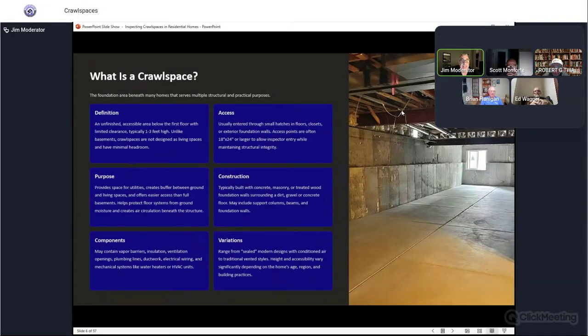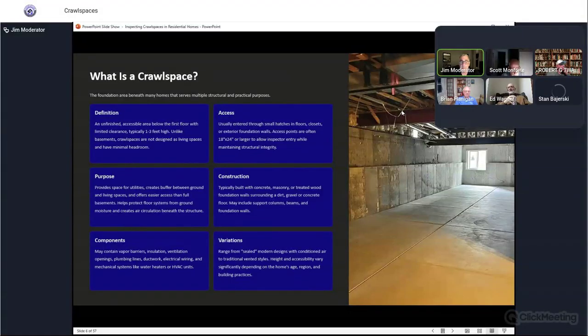The access points are often 18 by 24 or larger to allow inspector entry while maintaining structural integrity. The purpose is to provide space for utilities, create a buffer between the ground and living spaces, and offer easier access than full basements. It helps protect floor systems from ground moisture and creates air circulation beneath the structure. Typically built with concrete, masonry, or treated wood foundation walls surrounded by dirt, gravel, or concrete floor.